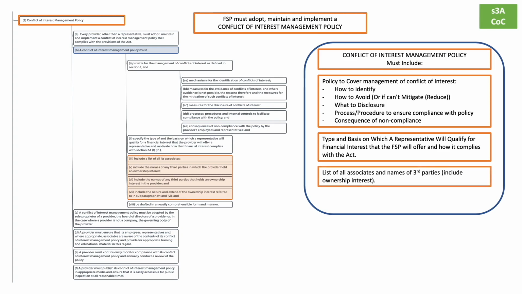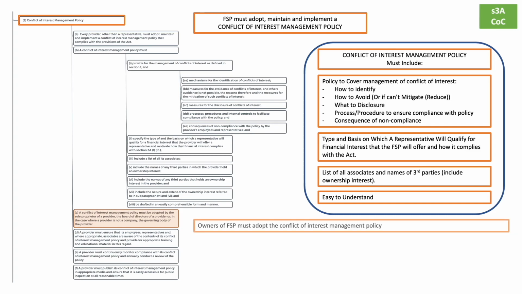A list of all associates and names of third parties that include ownership interest, and the conflict of interest management policy must be easy to understand. Owners of the FSP must adopt the conflict of interest management policy. This policy must be approved and implemented.